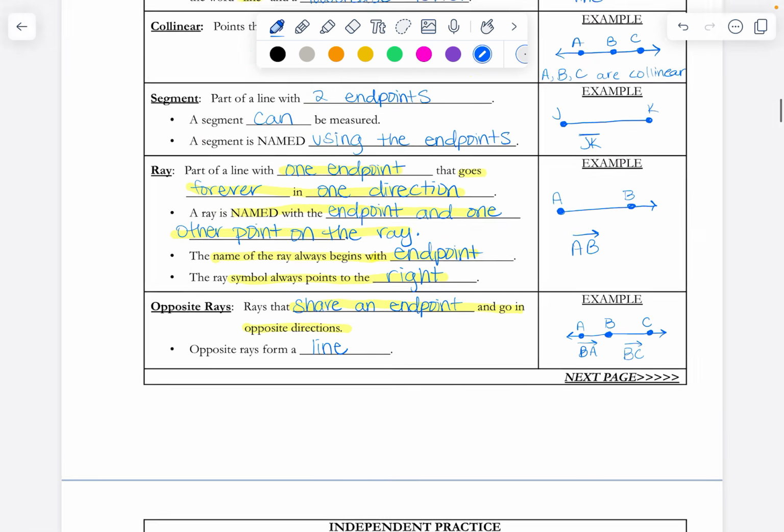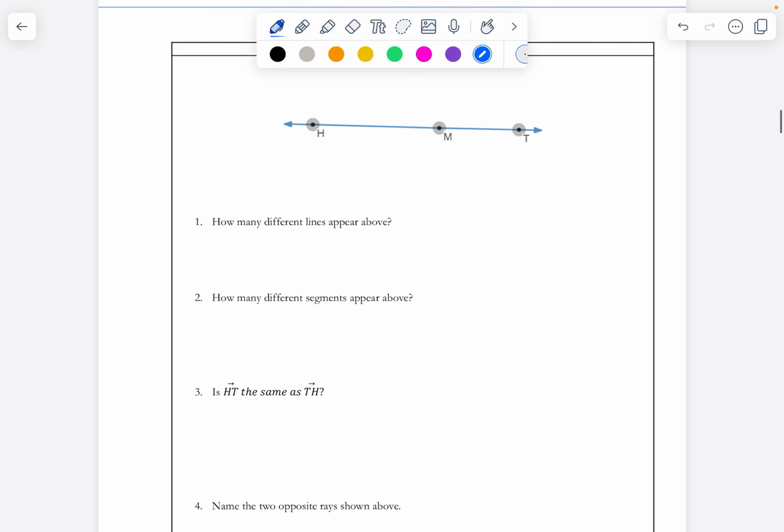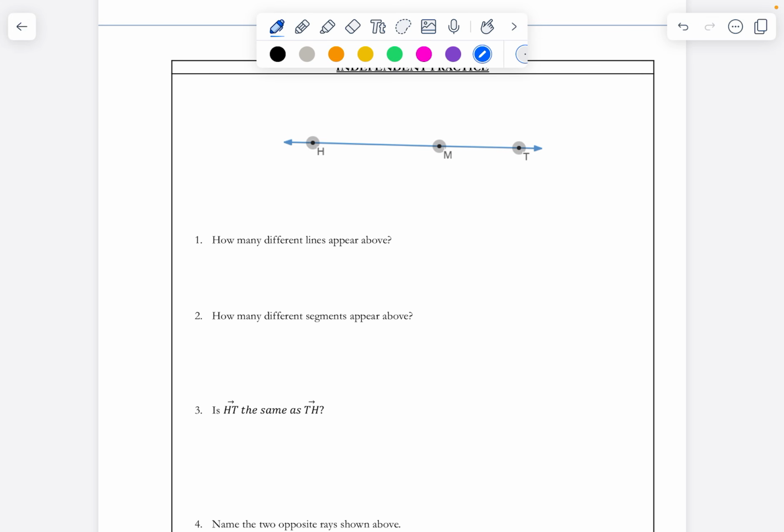All right, go ahead and flip your page. This is some independent practice. There are 4 questions. I encourage you to pause the video and see if you guys can answer these on your own, and then use this video as a key once you are completed.